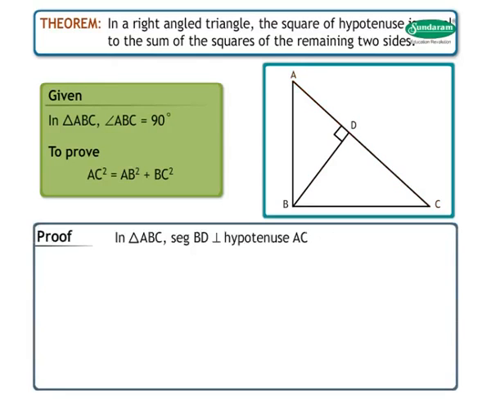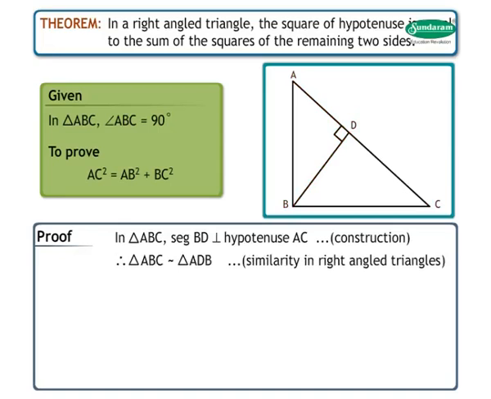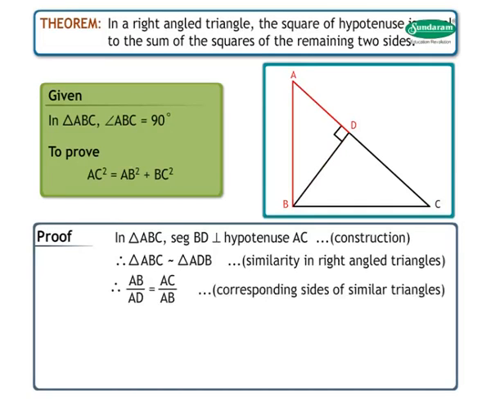Proof: in triangle ABC, segment BD is perpendicular to hypotenuse AC by construction. Therefore, triangle ABC is similar to triangle ADB by property of similarity in right-angled triangles. Therefore, AB upon AD is equal to AC upon AB, as they are the corresponding sides of similar triangles. Therefore, AB square is equal to AC into AD. Let us call this statement 1.